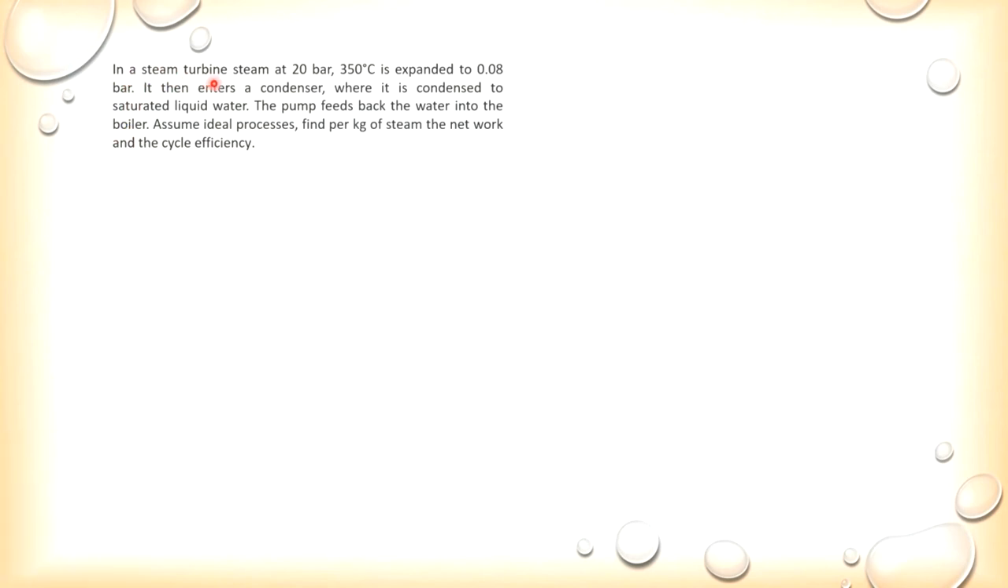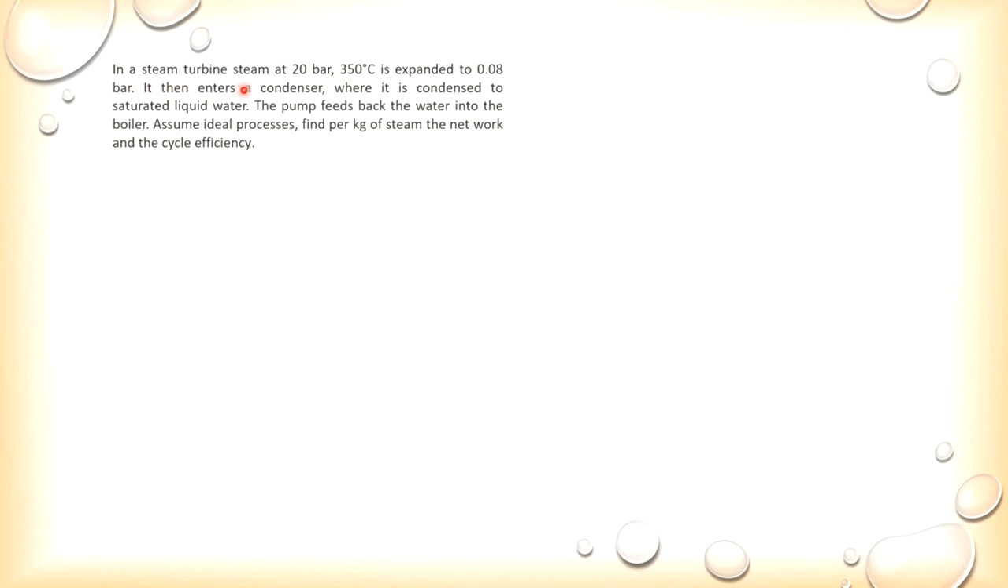Okay, here. In a steam turbine, at pressure 20 bar, temperature 350 degrees C. Now, based on 20 bar and 350, the condition of the steam should be superheated. Okay? This is at the turbine inlet. That means the pressure and temperature at the boiler, this is the boiler pressure, and also the inlet condition of the steam turbine. And it's expanded to 0.08 bar pressure.